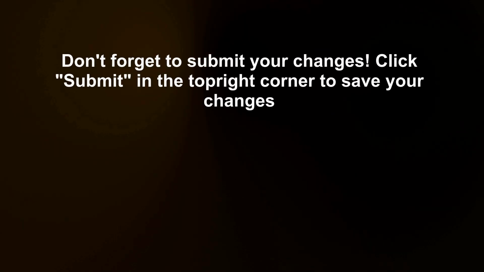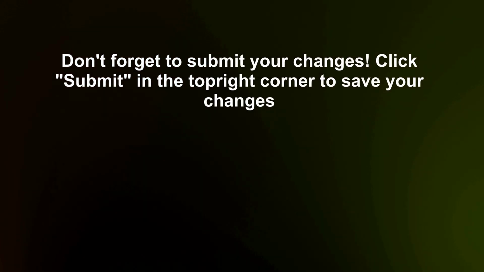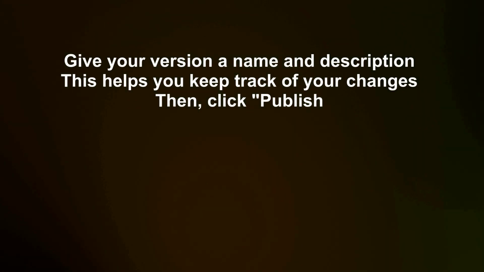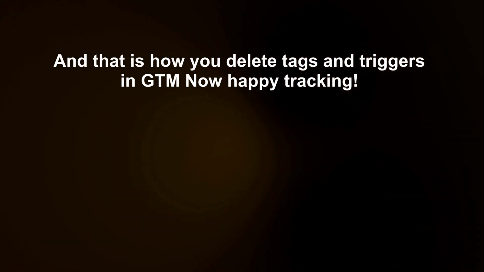Don't forget to submit your changes. Click Submit in the top right corner to save your changes. Give your version a name and description. This helps you keep track of your changes. Then, click Publish. And that is how you delete tags and triggers in GTM.